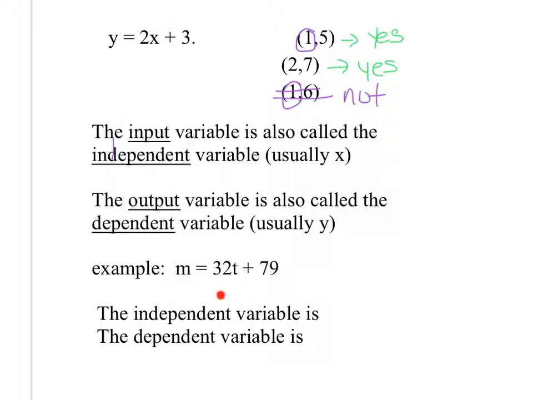So as we already talked about here, my independent variable is the one that I would plug in for. Here, I'm going to plug in for t. So t is my independent variable. And my dependent variable is the one that I get as an answer. That's going to be my m. So you'll be asked to answer that kind of stuff on homework or on a test. So make sure you can do that.